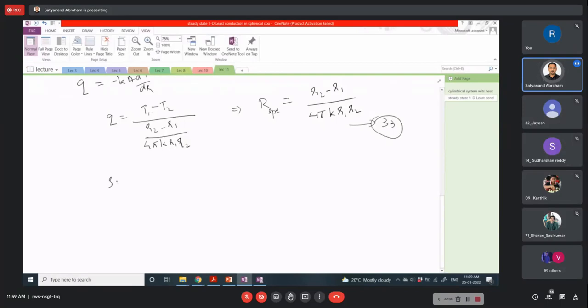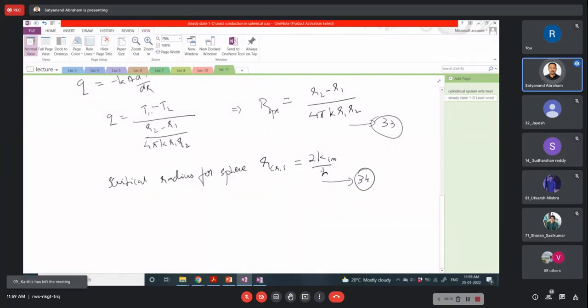If you do that differentiation and all those things, you can easily show that the critical radius for a sphere, R critical for sphere, is going to be 2 times K by H. If it is insulation, it is K of the insulation again. So 2 times K insulation by H, whereas for a cylindrical system, it is simply K by H. In a spherical system, it is 2 times K by H. So the critical radius is going to be double that of the cylindrical system. That's the basis for this spherical system.